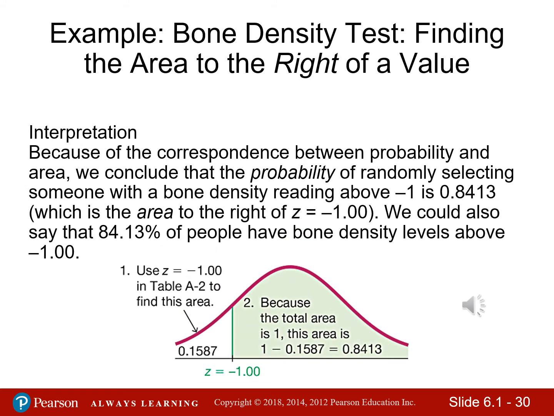Let's interpret our findings. Because of the correspondence between probability and area, we can conclude that the probability of randomly selecting someone with a bone density reading above -1 is 0.8413. This is the same as the area above, to the right of the -1. So we could say that 84.13% of the people have a bone density level that is above -1.